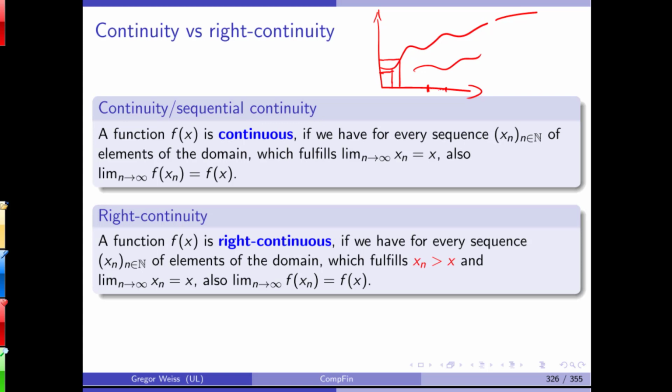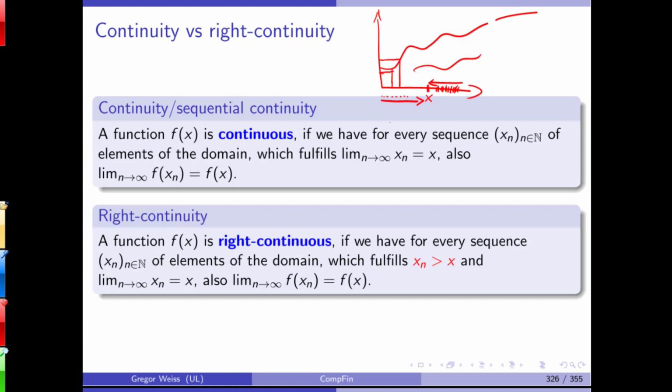What then is now right continuous and left continuous? It simply means that in the definition above of sequential continuity, we had any type of sequence xn that goes to x. But it could be a sequence that comes from the right and goes to x, or it could be a sequence of numbers that goes to x from the left.